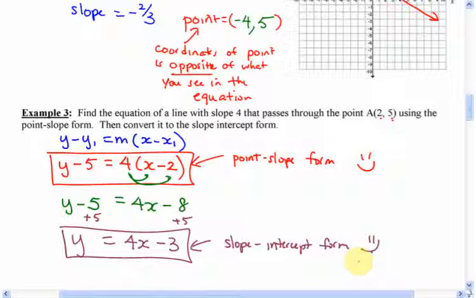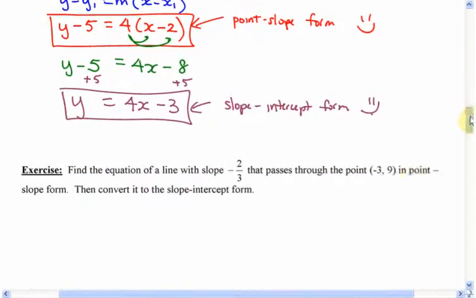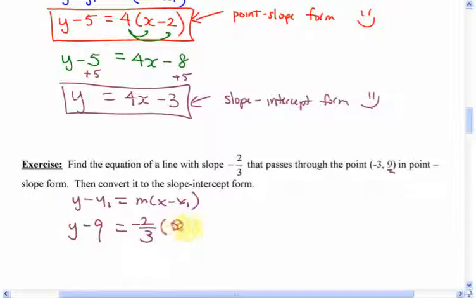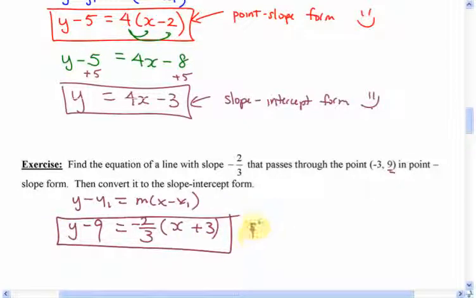Anyways, can you try the next one, please, on your own then? Here's an exercise. It's very similar to number 3. See if you can now figure out the point slope form and then convert to slope intercept form. So here's what I have. y minus y1 equals m bracket x minus x1. I will always plug in m first, which is -2/3. And remember, these are always opposite signs. So the y coordinate of the point is 9, I better have y minus 9. The x coordinate is -3, so I should change this to +3. Awesome, that's point slope form.